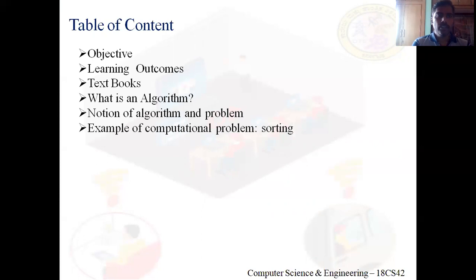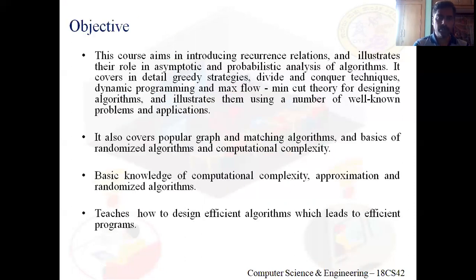Now, coming to the contents of today's session. First, I'll discuss the objective. Finally, once you complete this course, what are the learning outcomes? We'll see that. Next, we'll look at the textbook prescribed by VTU. Next, we'll have an introduction to algorithm. Then we'll see what the notion of an algorithm is. Next, I'll demonstrate what an algorithm is with an example.